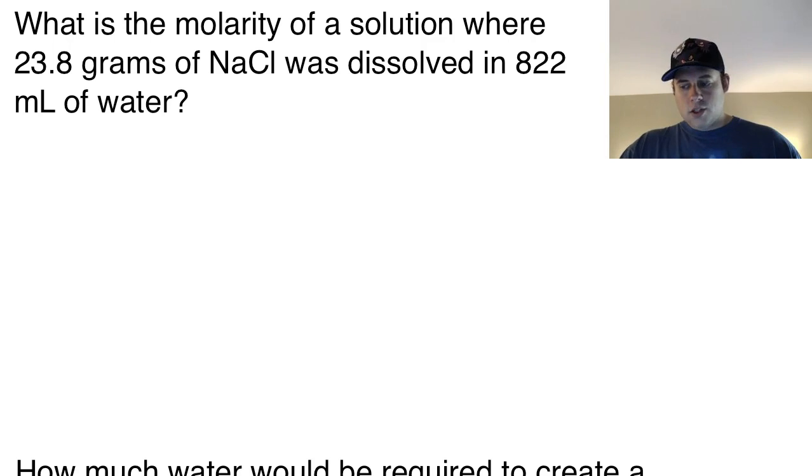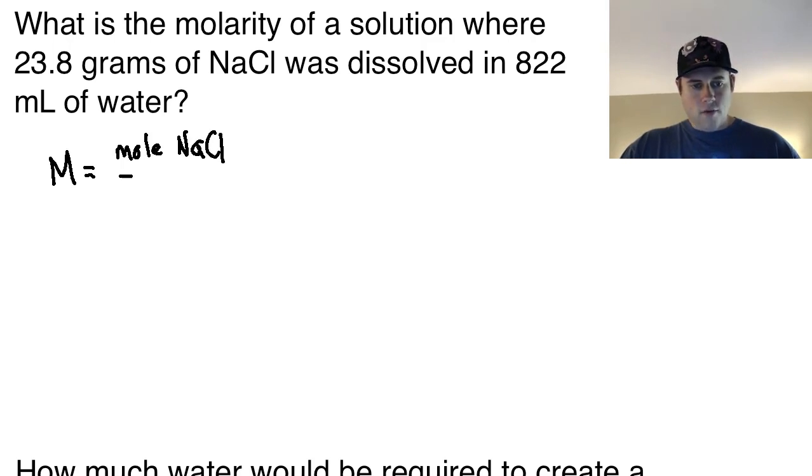All right? So, when we get ready to do this, we would start with what we know. So we're going to find the molarity. That's what it wants us to find. And we know that that's going to be the moles of NaCl. Now we have grams at the moment, over the liters of water.